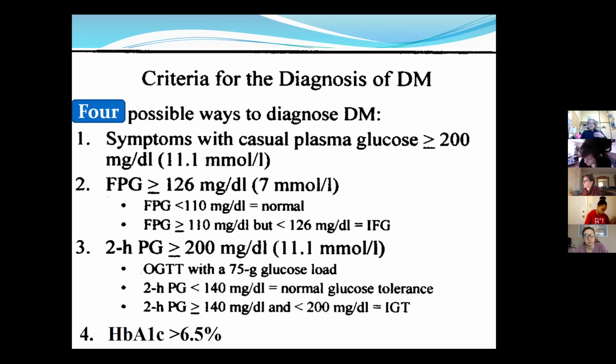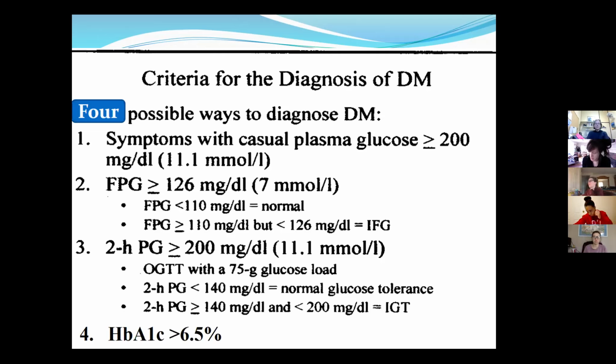So if I were to present to my health practitioner and talked about some symptoms like excessive thirst, excessive urination, whatever symptoms I may bring up, those symptoms, in addition to the plasma glucose level of greater than or equal to 200, meets the criterion for a diagnosed diabetes.